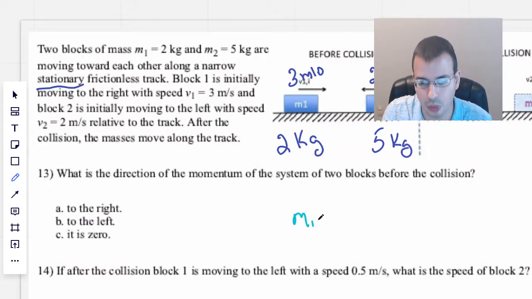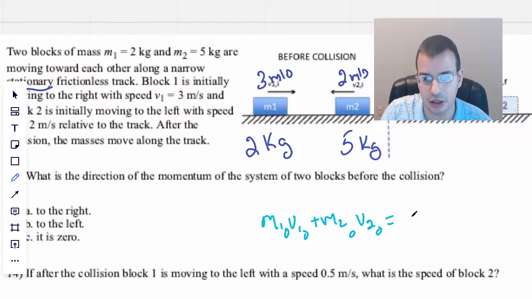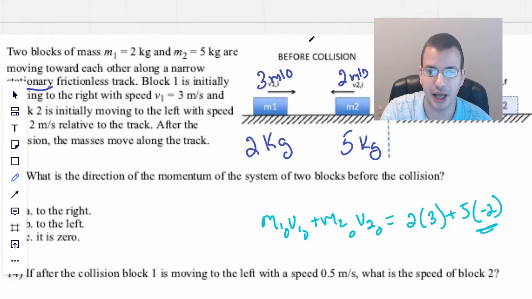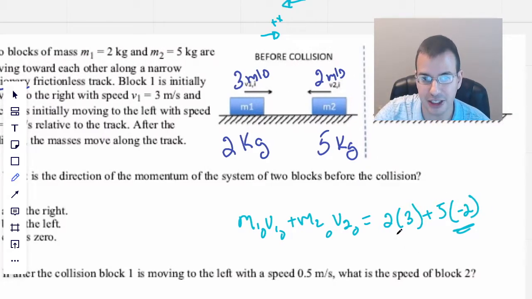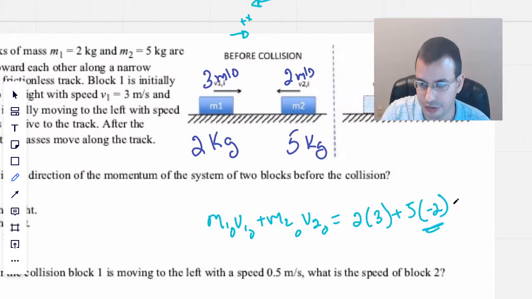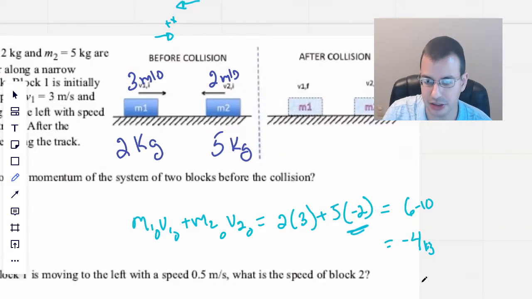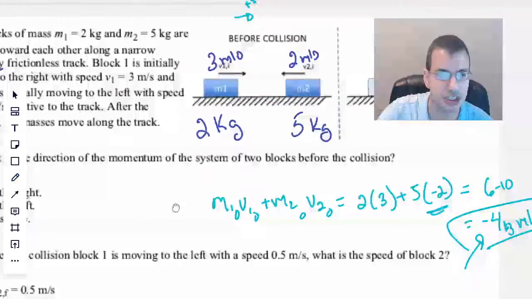So this will be M1 initial V1 initial plus M2 initial V2 initial. This will be the initial momentum, which will be 2 times 3 plus 5 times minus 2. We have a minus 2 here because I'm calling this the plus direction and that the minus direction. The important thing is there are two opposing directions, and so the 3 and the 2 meters per second must oppose each other. So we have 6 minus 10, which is negative 4 kilogram meters per second, because that's the unit of momentum. The big part here is we have a negative, which in this case is to the left.